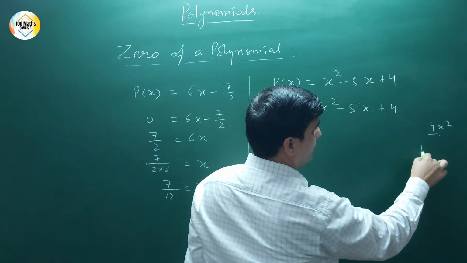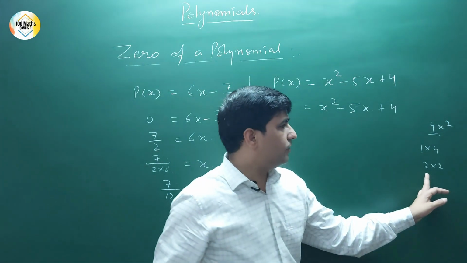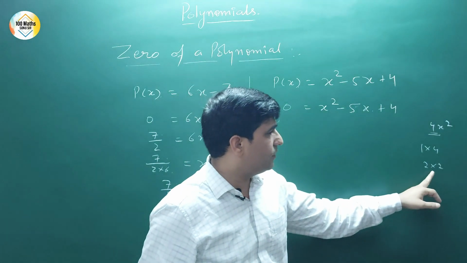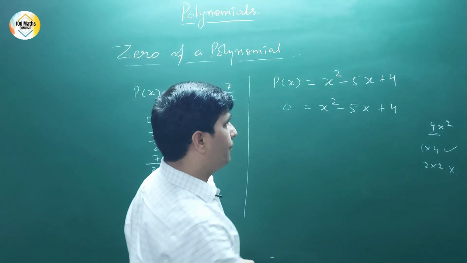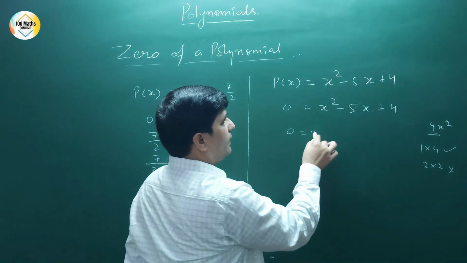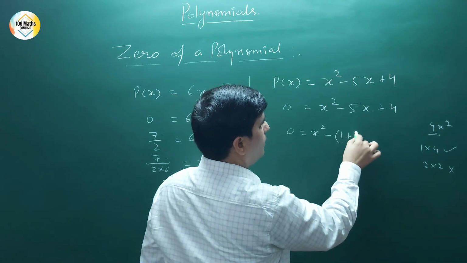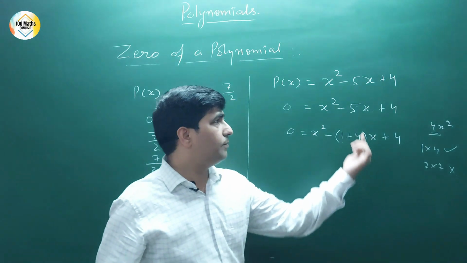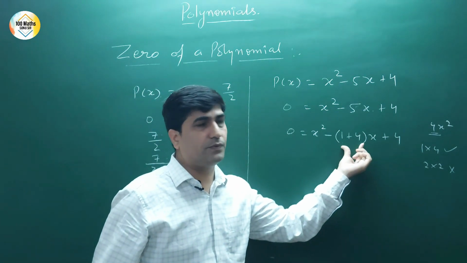One pair of factors is 1 into 4, the second is 2 into 2. But we want the sum of these factors to be 5, right? So 2 and 2 is not of use, and 1 and 4 will work here. So we can express this as x square minus... this 5 we can break as 1 plus 4, x plus 4. This is called splitting the middle term. So we are splitting this 5 as 1 plus 4.